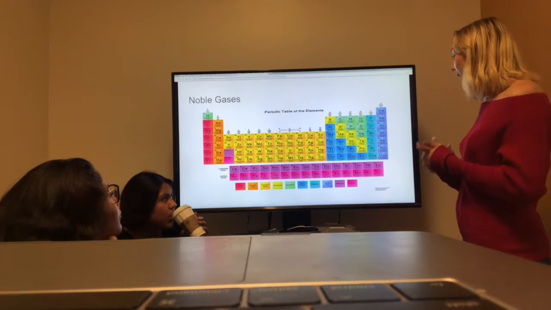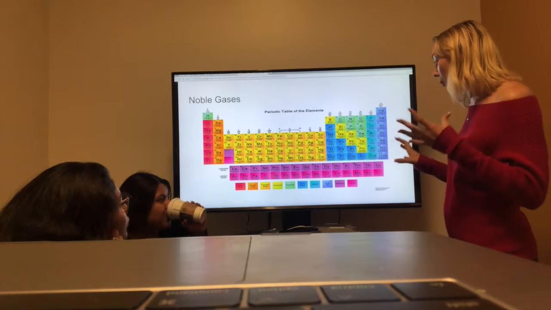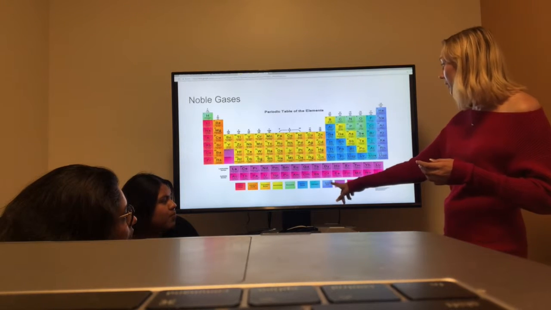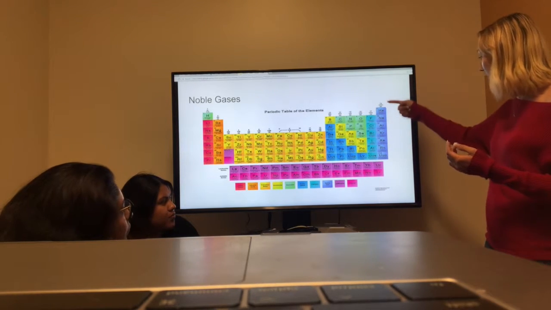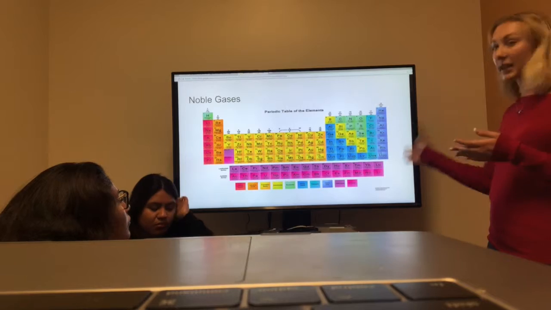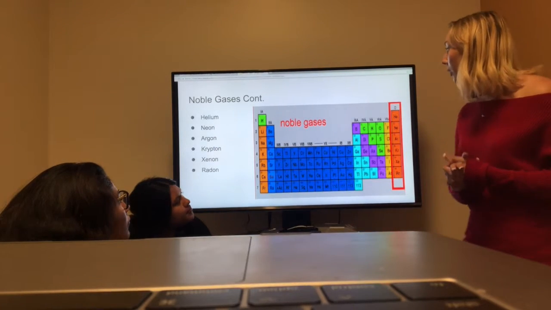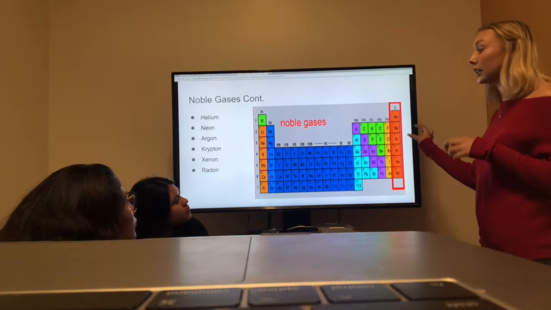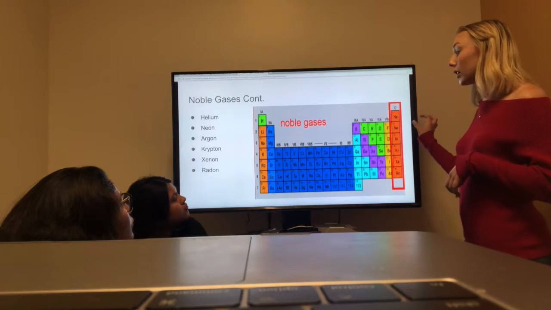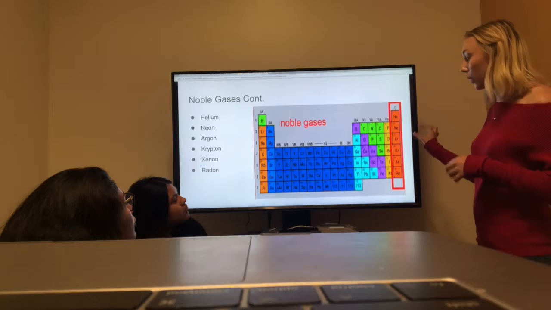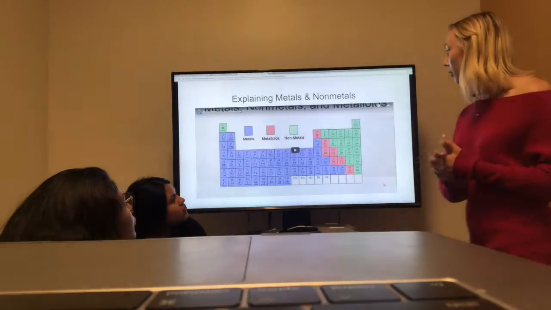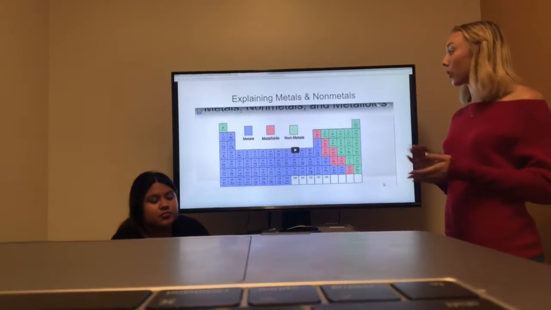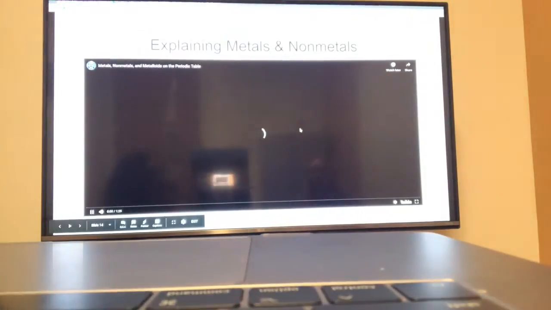So the noble gases, this is just reiterating where the noble gases are. The noble gases are this purple section. So they're these right here on this last section. And the noble gases more specifically are helium, neon, argon, krypton, xenon, and radon. So now we're gonna watch a video going more into depth on the metals and the nonmetals.